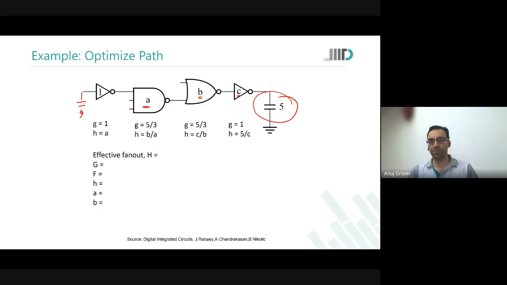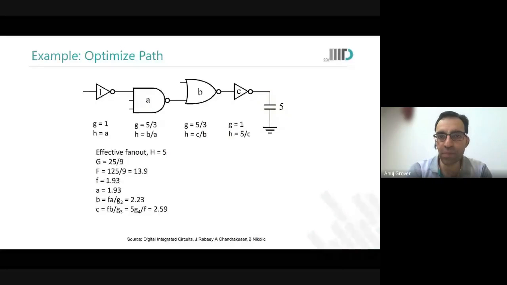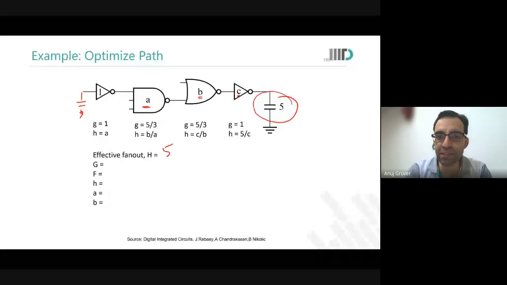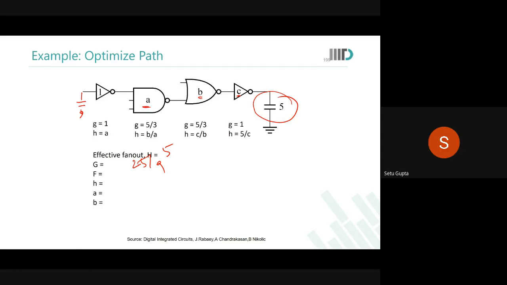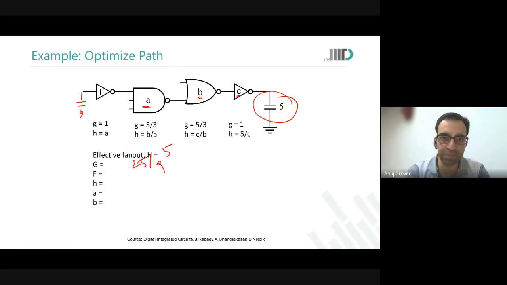Okay, so we say that H is equal to 5. What is capital G? Capital G is 1 into 5 by 3 into 5 by 3 into 1, so 25 by 9. Am I right? Yes, sir.